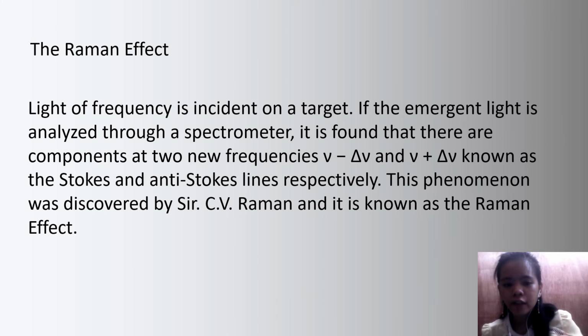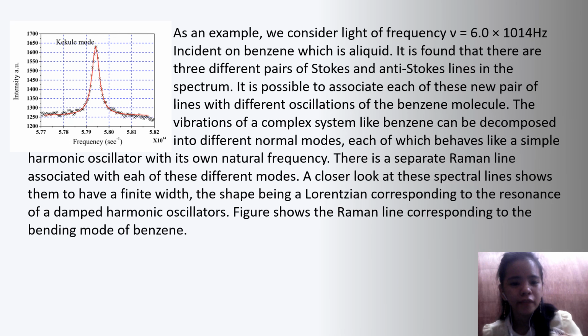Next is the Raman effect. Light of frequency nu is incident on a target. If the emerged light is analyzed through a spectrometer, it is found there are components at two new frequencies known as the Stokes and the anti-Stokes lines respectively. This phenomenon was discovered by Sir C.V. Raman and is known as the Raman effect. As an example, we consider light of frequency nu equal to 6.0 times 10^14 Hz incident on a beam which is a liquid.